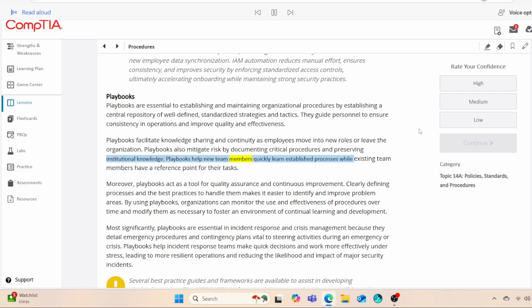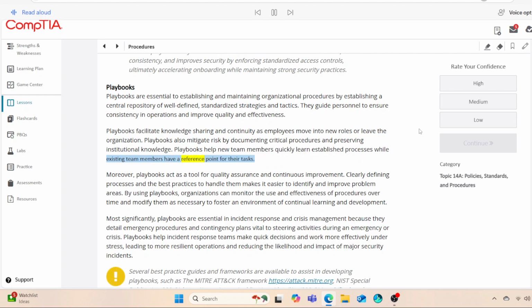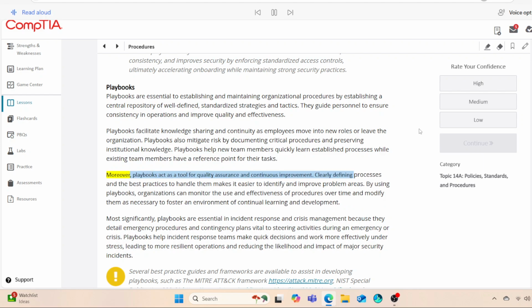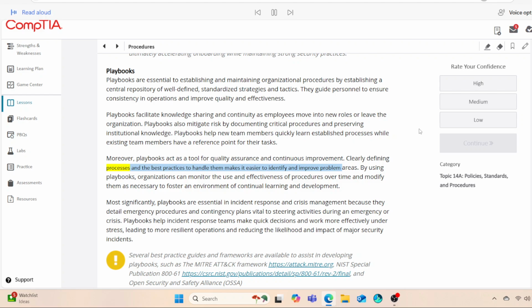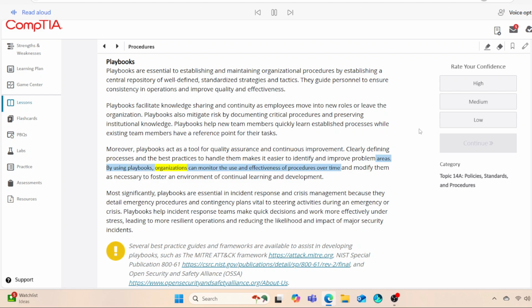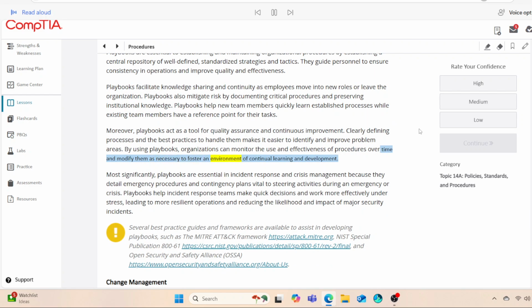Playbooks help new team members quickly learn established processes while existing team members have a reference point for their tasks. Moreover, playbooks act as a tool for quality assurance and continuous improvement. Clearly defining processes and the best practices to handle them makes it easier to identify and improve problem areas. By using playbooks, organizations can monitor the use and effectiveness of procedures over time and modify them as necessary to foster an environment of continual learning and development.